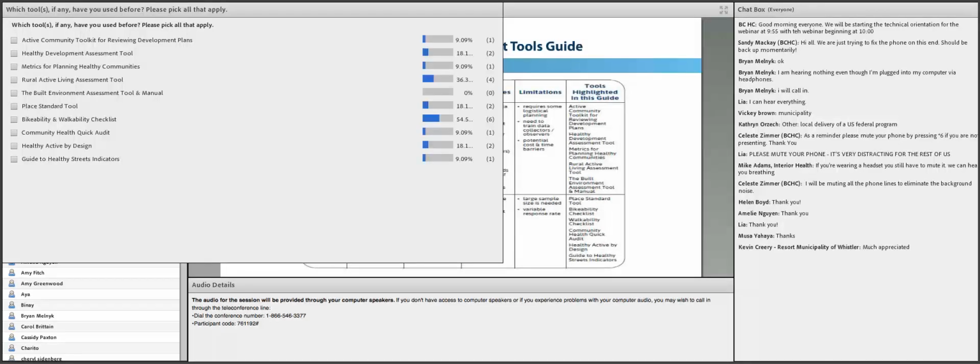Oh, wow. So a lot of people have encountered the Bikeability and Walkability Checklist, the Rural Active Living Assessment Tool. Somebody's used at least each and every one of them. That's great.